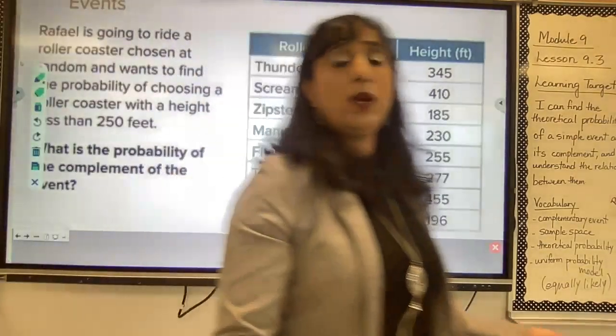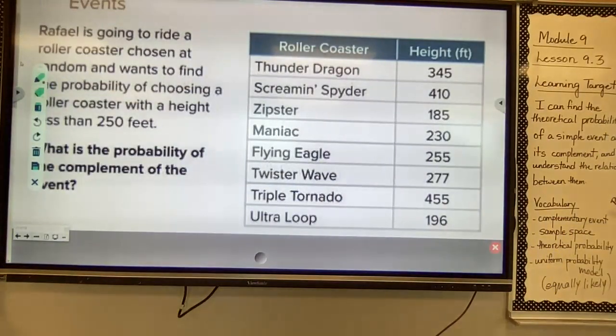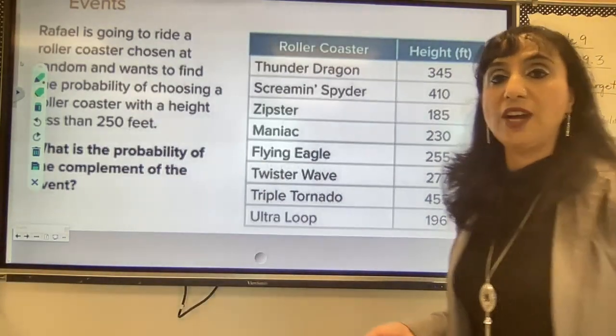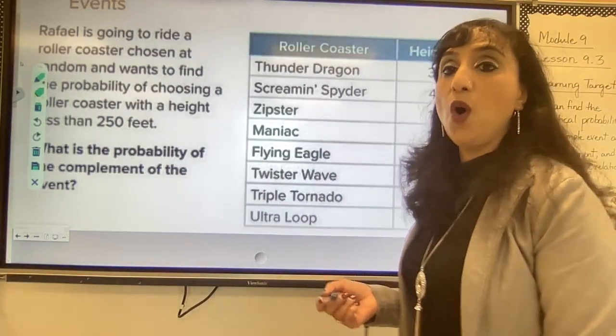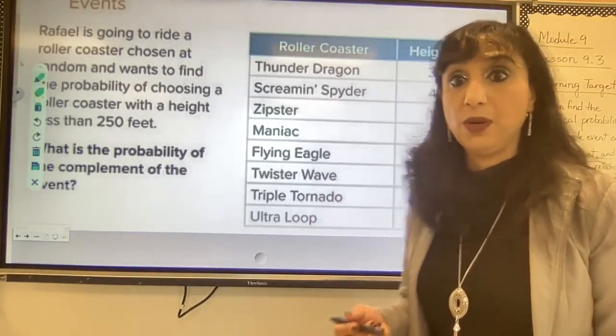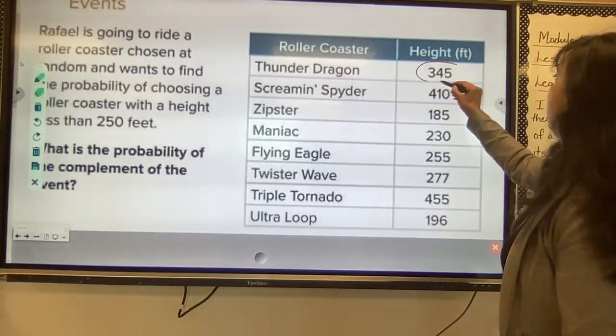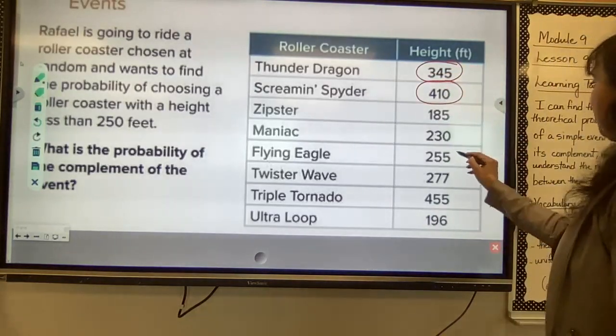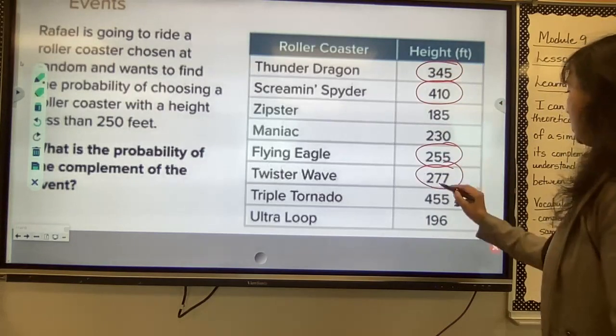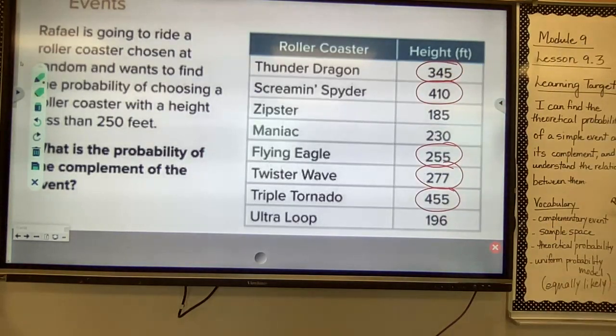We want less than 250, but what does the complement mean? Complement is going to be the opposite of less than 250. So we've got to find the numbers which are more than 250, because that is what the complement would be. More than 250, I have this one, this one, and this one. So we are going to identify the complement of the event, and then list all the outcomes that make up the event's complement. And these are the roller coasters with a height not less than 250 feet.